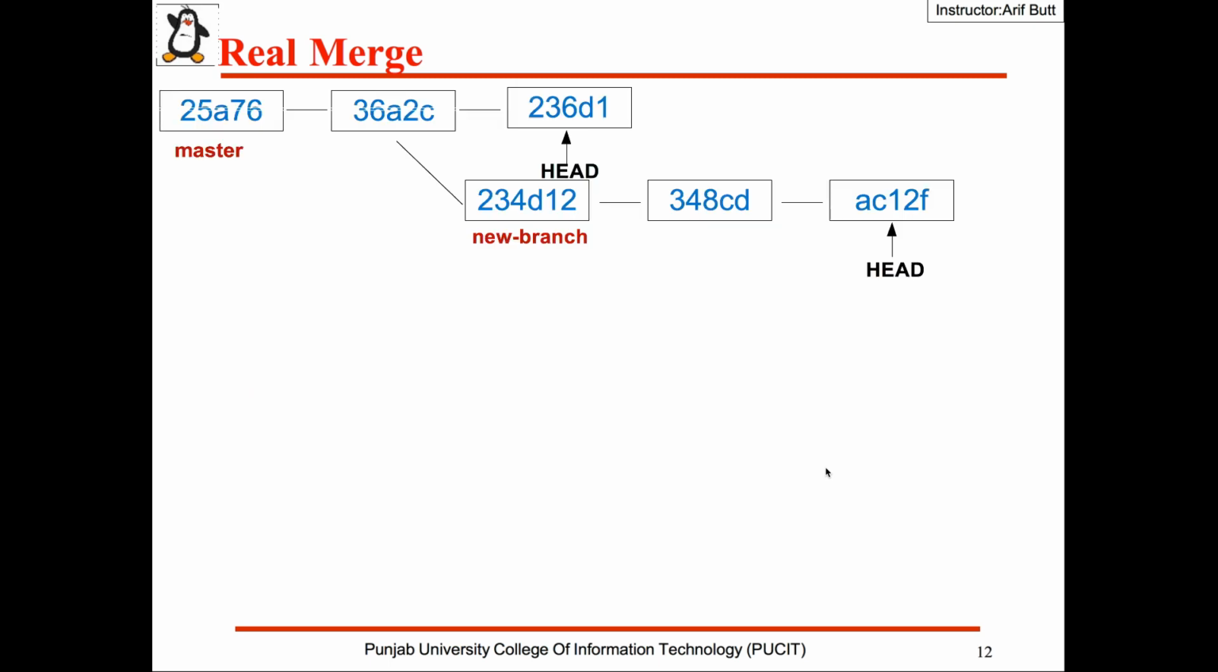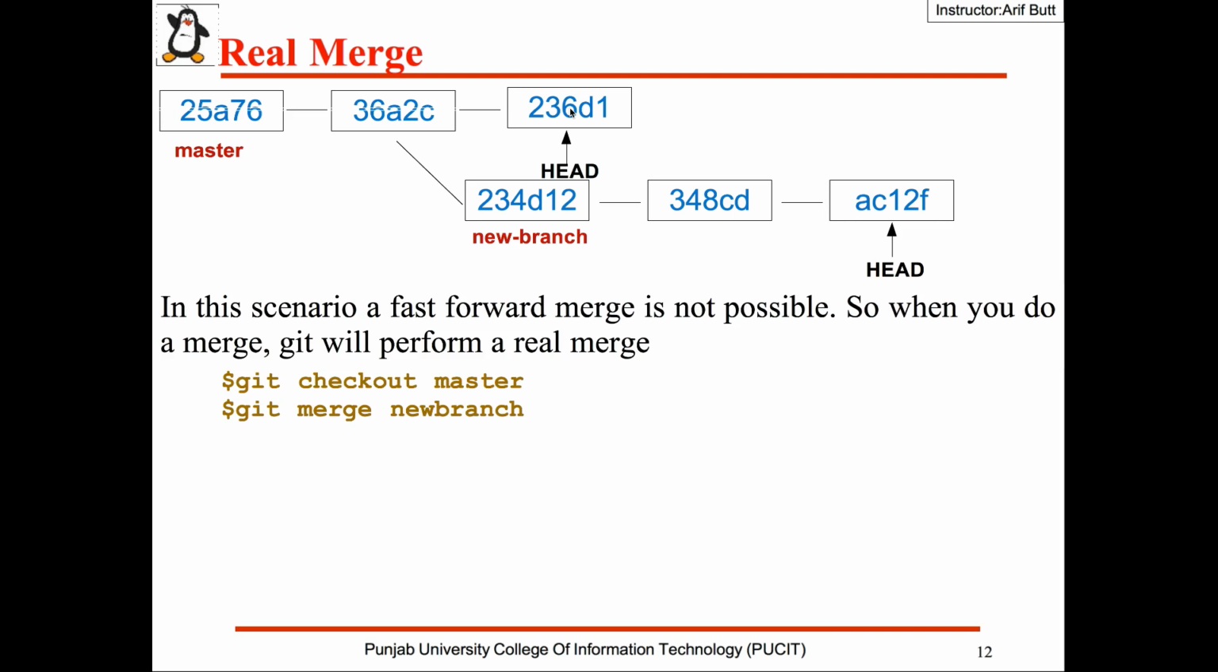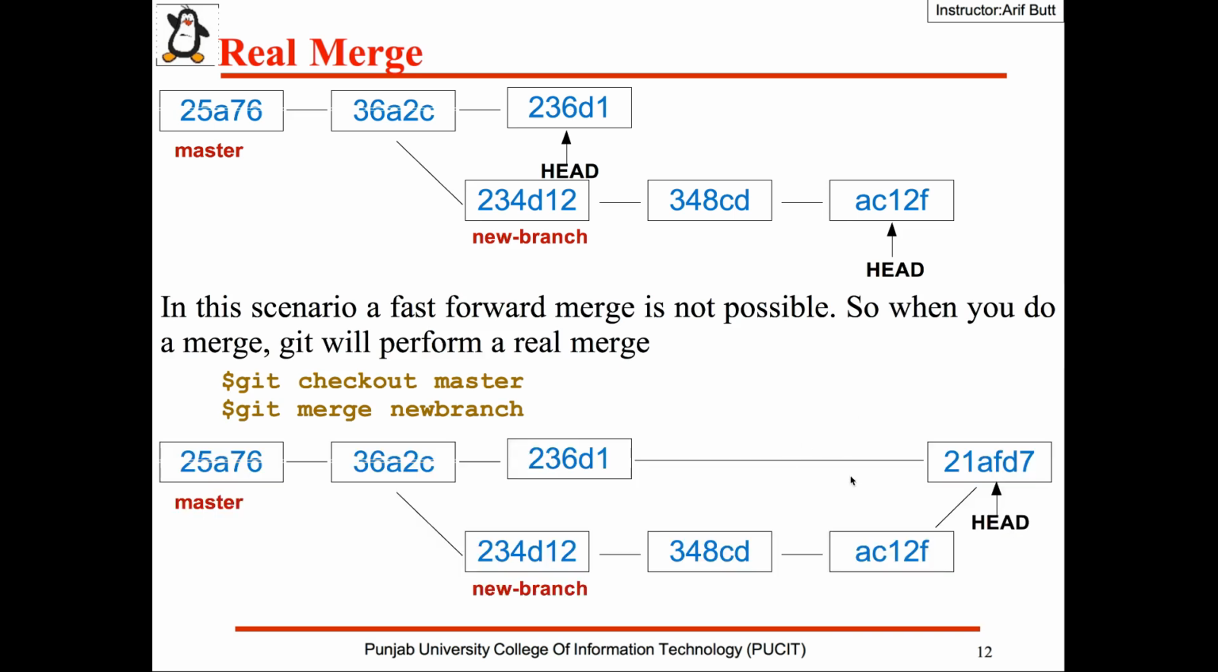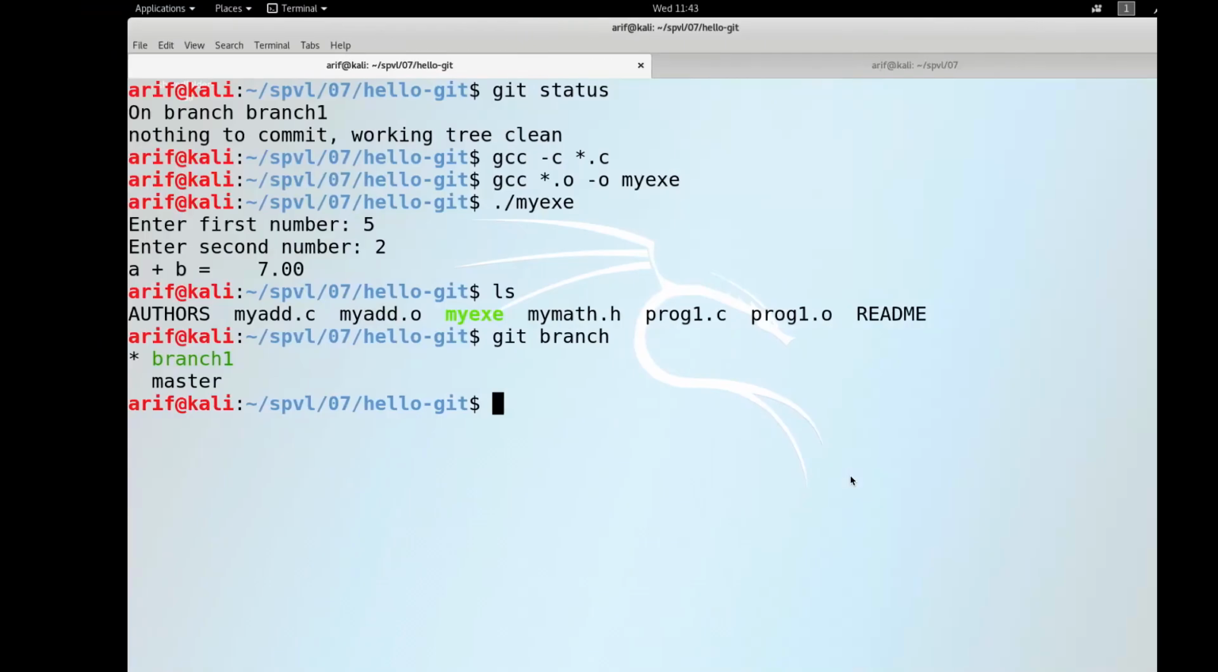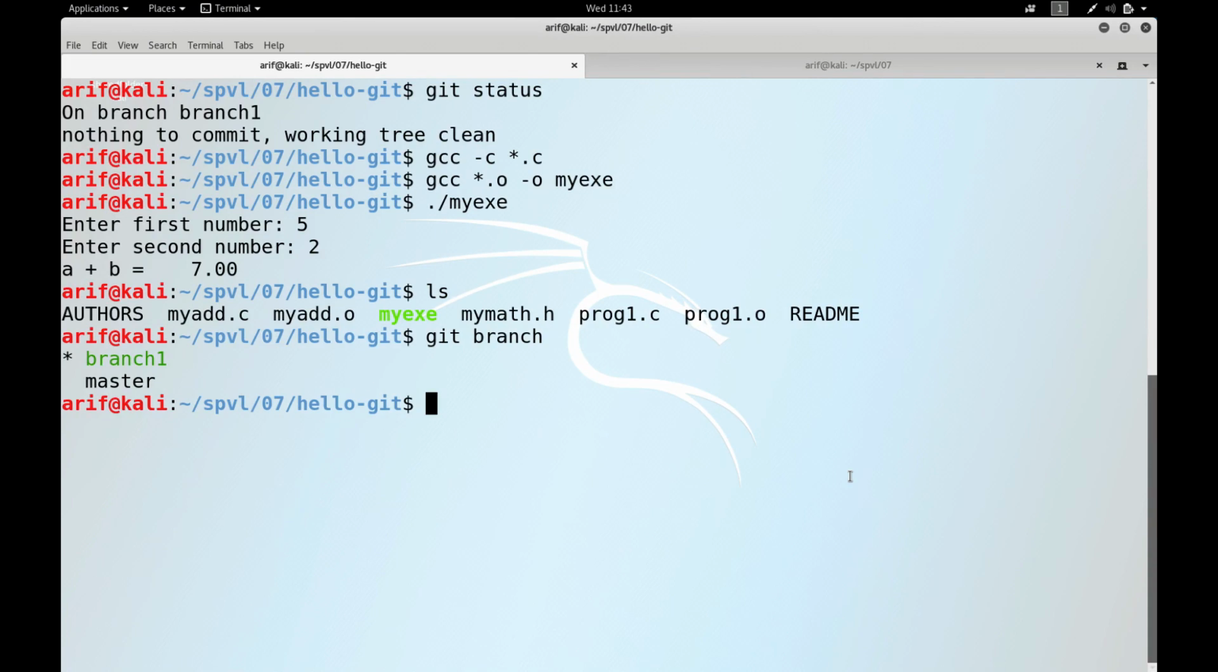Well, real merge is actually important when the development is being done on both the branches. In this scenario, you cannot do a fast forward merge because on the master branch, we have created the new branch over here, and then we have done certain commits, and on the master branch as well, the development is proceeding. Now the only solution is a real merge, like this. Okay, let us move on to the terminal again and see this practically.